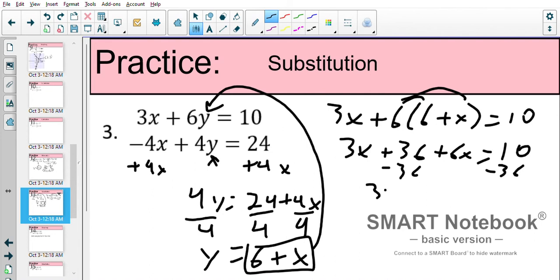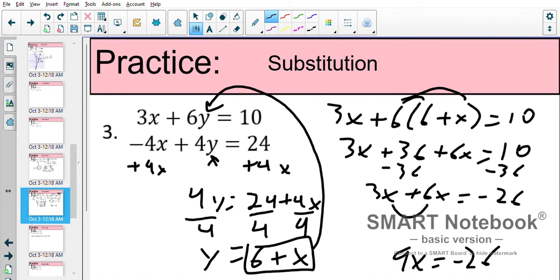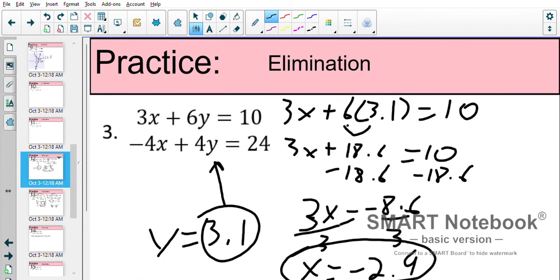We end up with 3x plus 6x equals negative 26. Combine those like terms to finish it out. That'll give us 9x equals negative 26. And we can finish this out by dividing by 9. And when we do that, we end up with our x value of 2.9 right there. So we can see that this would work out as well.